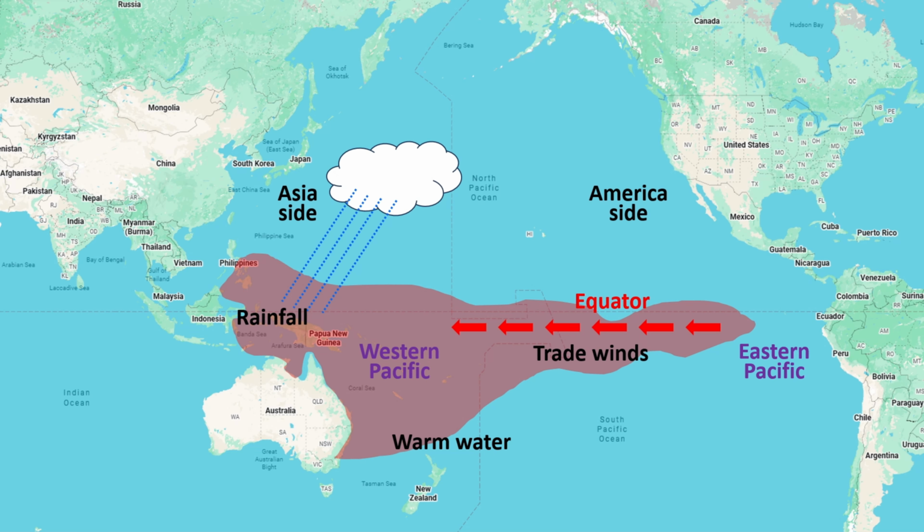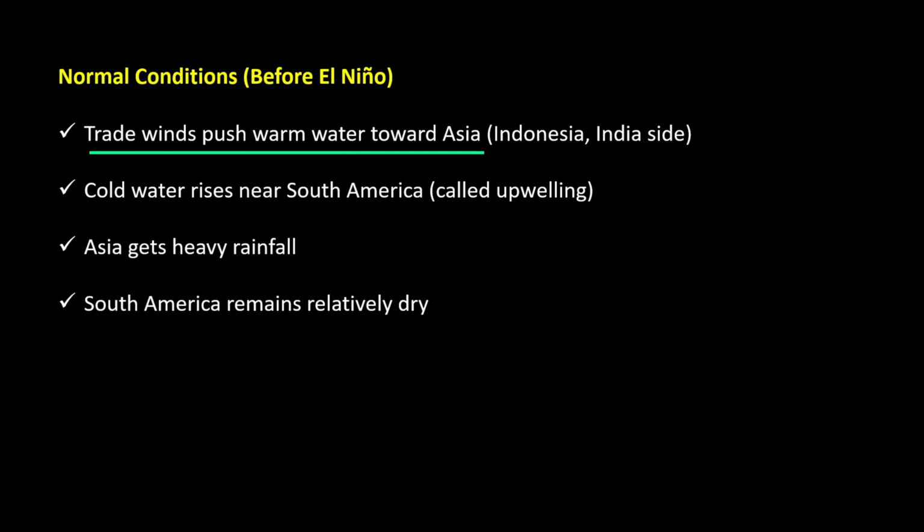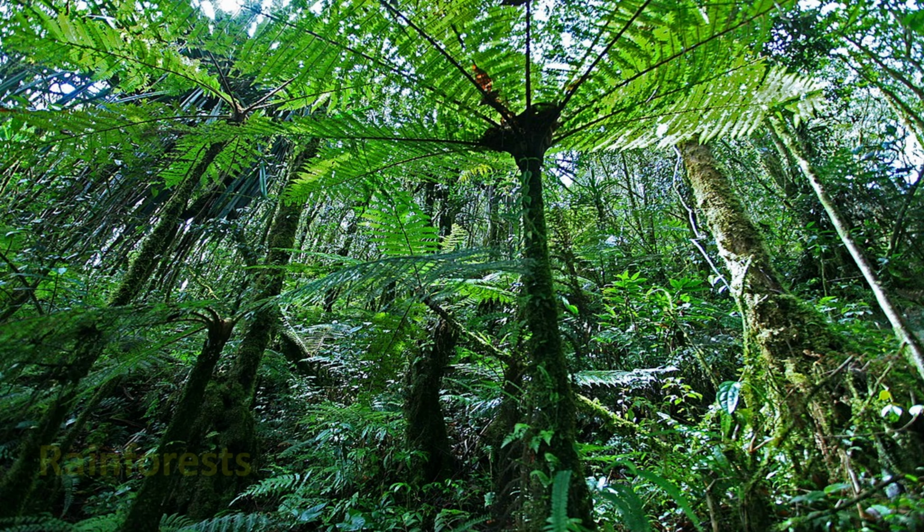So this warm water and rising air is the reason why regions near Indonesia, Southeast Asia and parts of India get heavy rainfall in normal conditions. Now do you understand why there are rainforests in Indonesia? Because of the heavy rainfall. So we saw how this system controls the monsoon in Asia side.